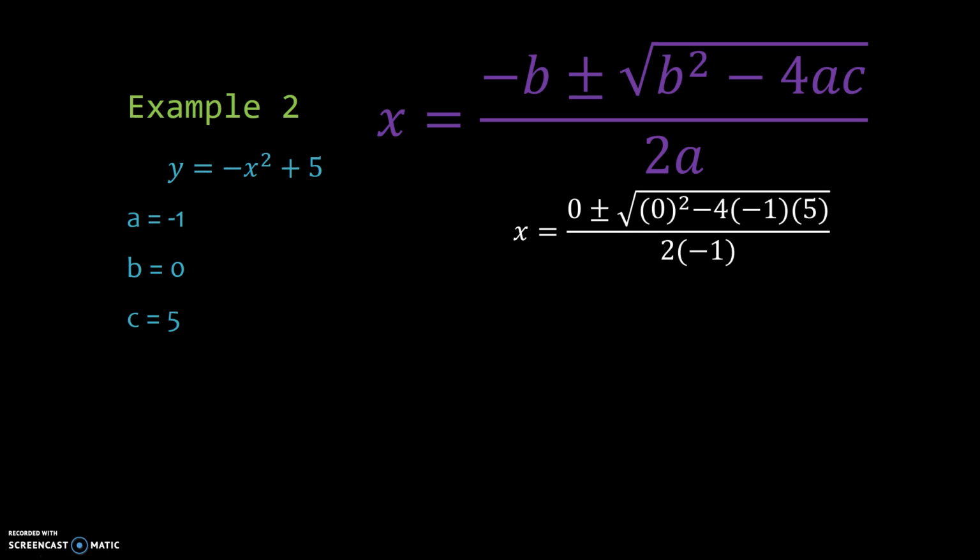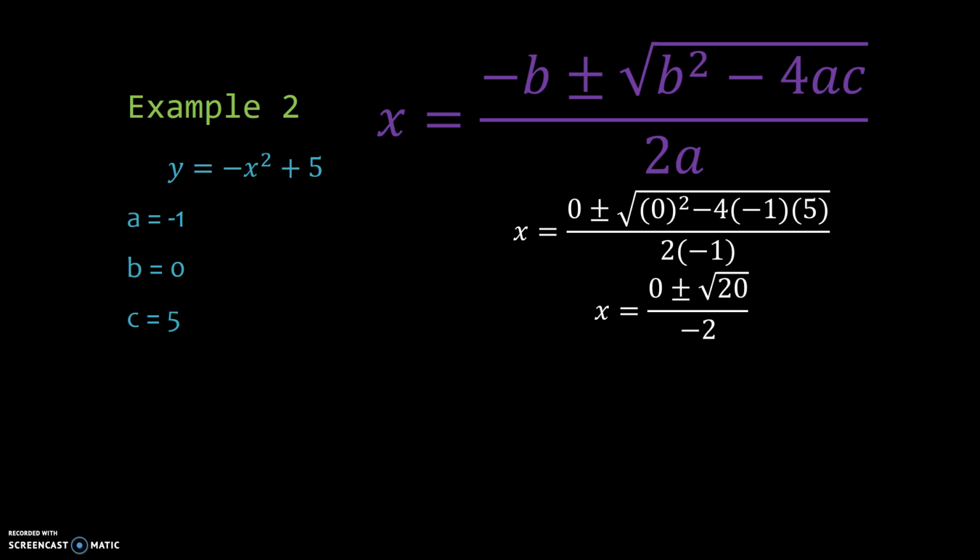So just to review those steps again, we substitute the values in now that we know what a, b, and c are. Simplify what's in the radical. So in your calculator, type it in exactly how you see here with parentheses and all, or do order of operations. And at the bottom, 2 times negative 1 is negative 2. So our answers are 0 plus or minus the square root of 20 divided by negative 2.